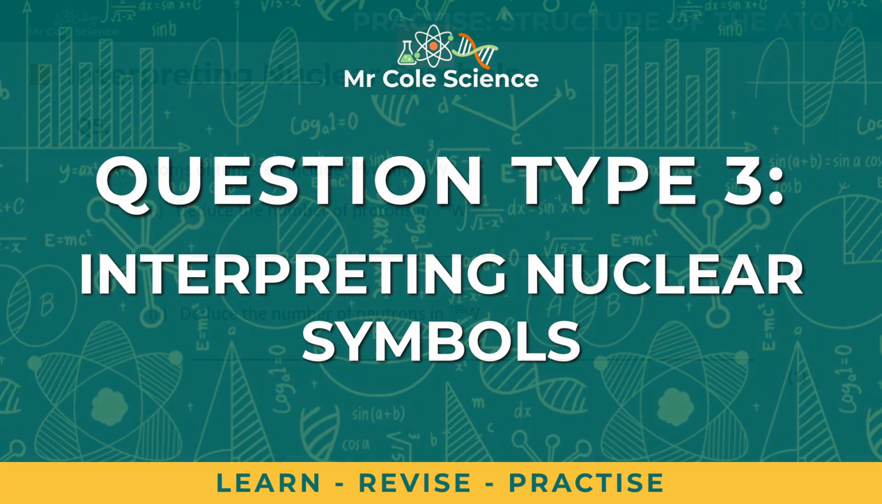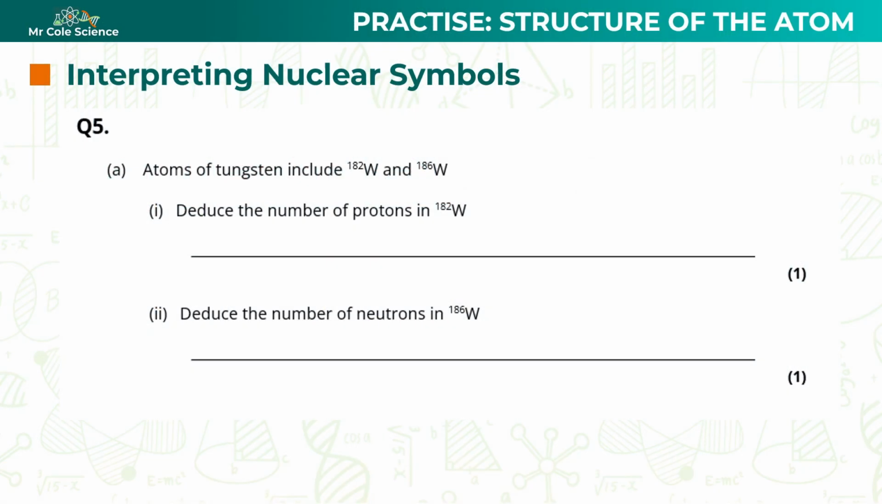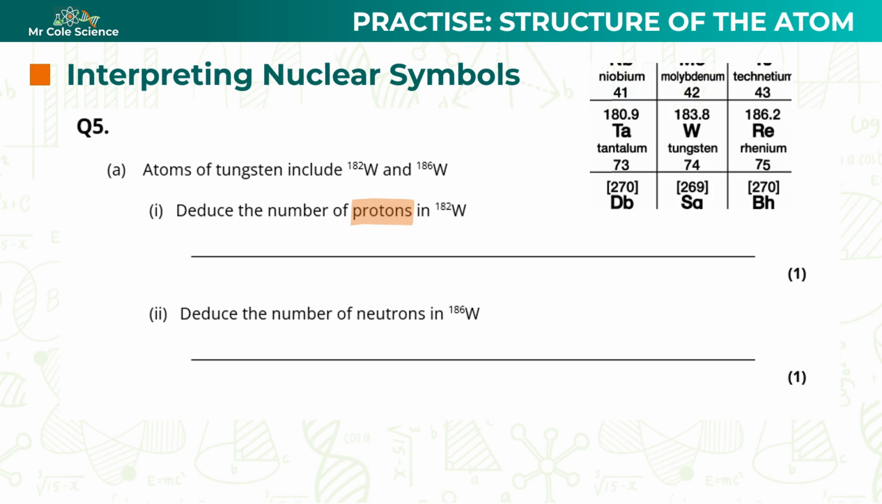Let's take a look. So here we have atoms of tungsten, tungsten 182 and tungsten 186. Firstly, notice how they haven't given us the atomic number with these nuclear symbols. This is very common in exam questions, and it just means that you need to look them up on the periodic table. Part 1 asks us to deduce the number of protons in tungsten 182. Well, we know the number of protons is always equal to the atomic number. So if we find tungsten on the periodic table, we can see that the atomic number is 74, and so we must have 74 protons.